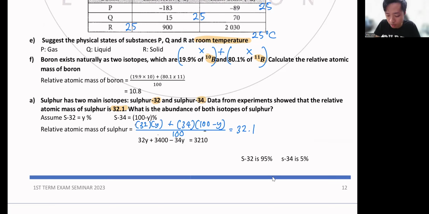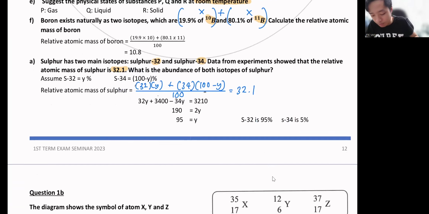I think I already answered. Okay, so divide the 95. 95 means sulfur 32 is 95%. Then because sulfur 34 is 100 minus 95, you get 5% for sulfur 34. Okay, done.